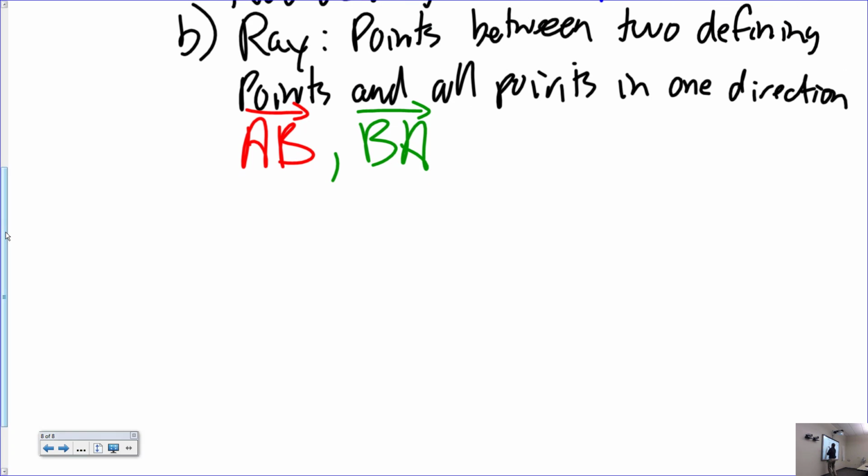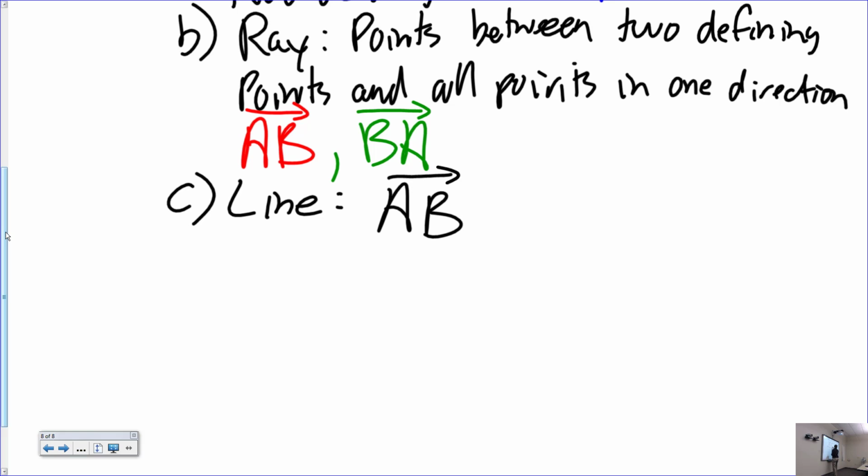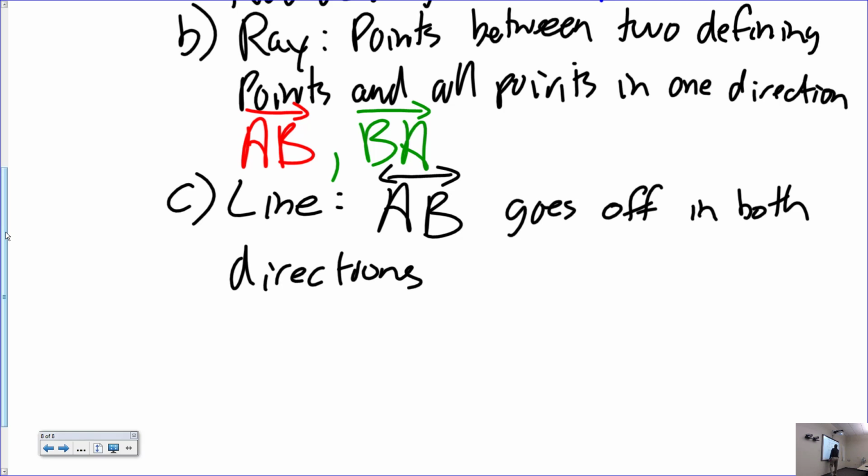And then last but not least, a true line. Is basically the 2 rays put together, okay? It's all the points between 2 points and going in either direction out the end of the line segment that you built, all right? Goes off in both directions. And again, that's why you put double arrows along the top, okay? And it's more just so that you can see this notation and know what people are trying to tell you when you see it, okay?